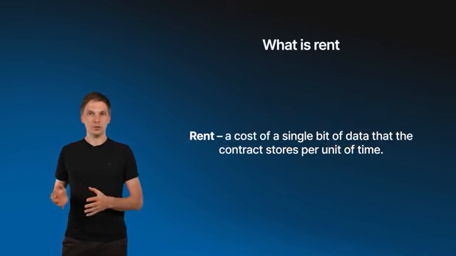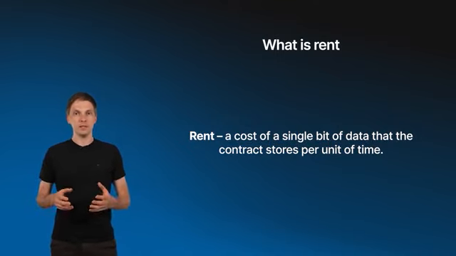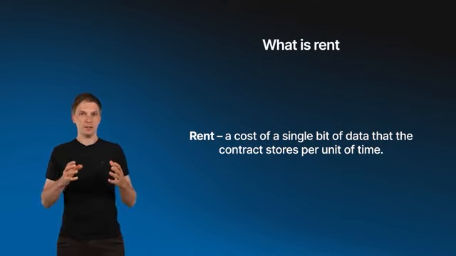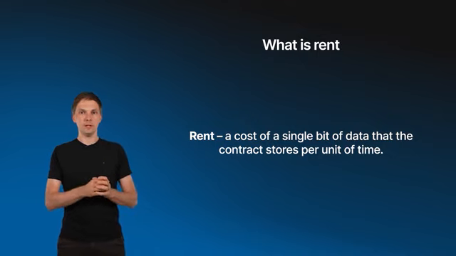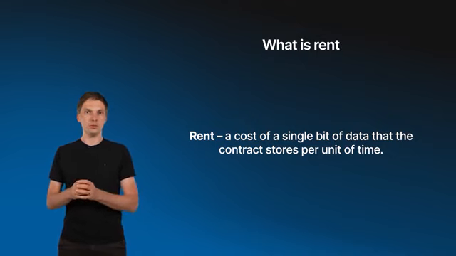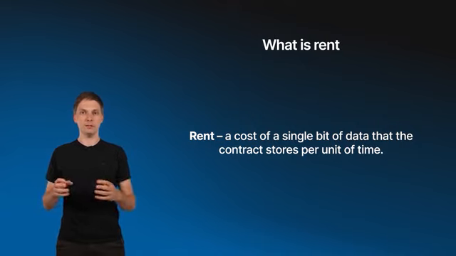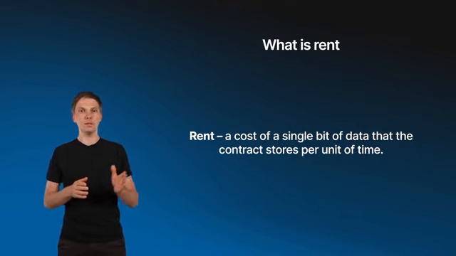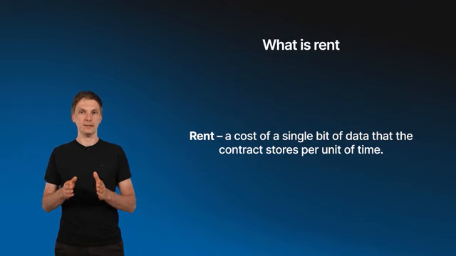Now to the second category of costs, which is rent. So rent is simply defined as the cost of a single bit of data that the contract stores per unit of time, which is a second. So it's really defined in a very granular manner, per bit and per second.